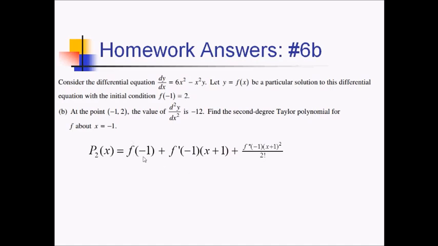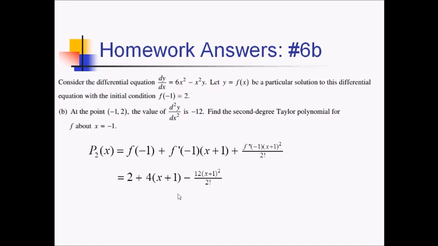So f of -1, we already know that that's 2. F prime of -1, we found in the last problem part, that came out to a value of, I believe it was 4. So we have 4 times (x + 1). And then f double prime of -1, well, they essentially told us that right up here. It's -12. So we have -12 (x + 1) quantity squared over 2 factorial.